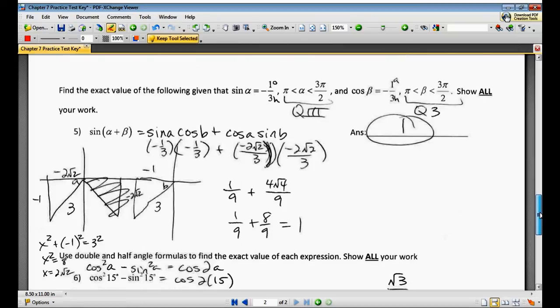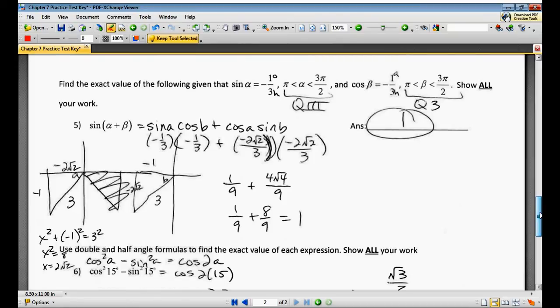Find the exact value of the following given. And in your head, you should say, oh, they want me to draw a triangle. So sine alpha, a, whatever you want to call it, sine is opposite over hypotenuse. And it says it's between pi and 3 pi over 2. Well, if you don't like that, you know that pi is 180 and 3 pi over 2 is 270. They're really just telling you what quadrant we're in. So we're in quadrant 3.